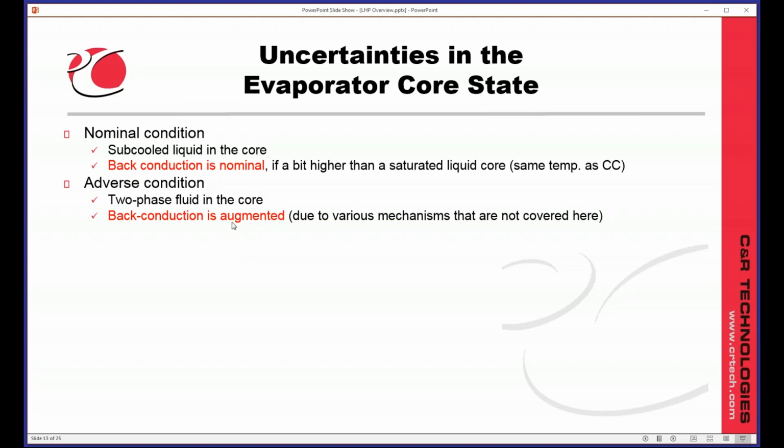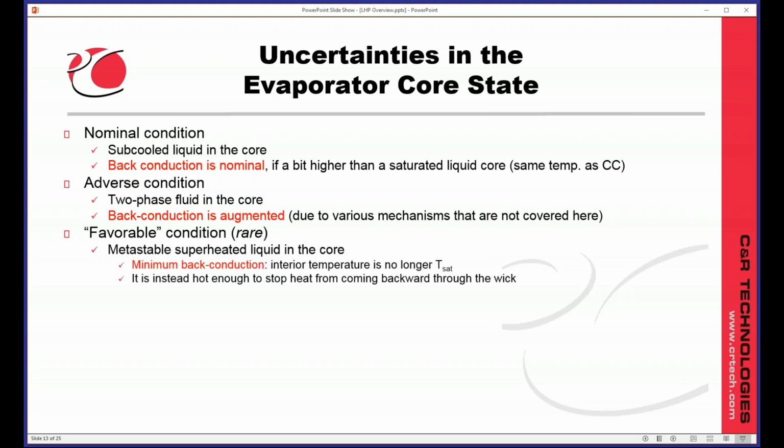I'm not going to talk about why that happens, but just so you know that it happens and that you have to cover that condition analytically. This is really pretty rare, but it's actually been seen. It is possible to get metastable superheated liquid in the core, liquid that failed to boil, basically, liquid that just stayed hot and got above the saturation condition, but just didn't boil. If that happens, that's like a minimum back conduction case. It means that there is no heat leak back into the wick because the inside of the wick became hot and stopped the heat from coming back into it.